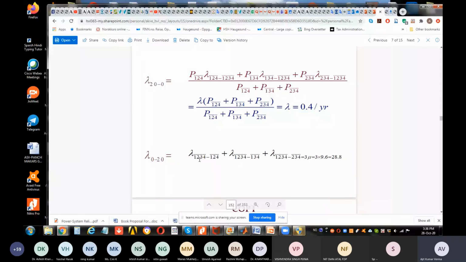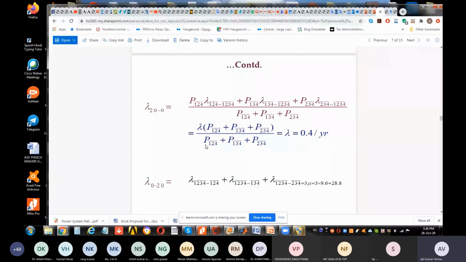So 1, 2, 3, 4 to 1, 2, 4, yes, possible. 3 can get repaired, so mu. 1, 2, 3, 4 to 1, 3, 4, 2 can get repaired, so that's mu. 1, 2, 3, 4 to 2, 3, 4, 1 can get repaired, so that's mu. So that's equal to 3 mu. I think the terms are slightly looking misplaced, but that's 3 mu, so that's 28.8 per year. So now we have the transition rates from 20 to 0 and 0 to 20. Okay, so now we have found out all the state probabilities and the transition rates.